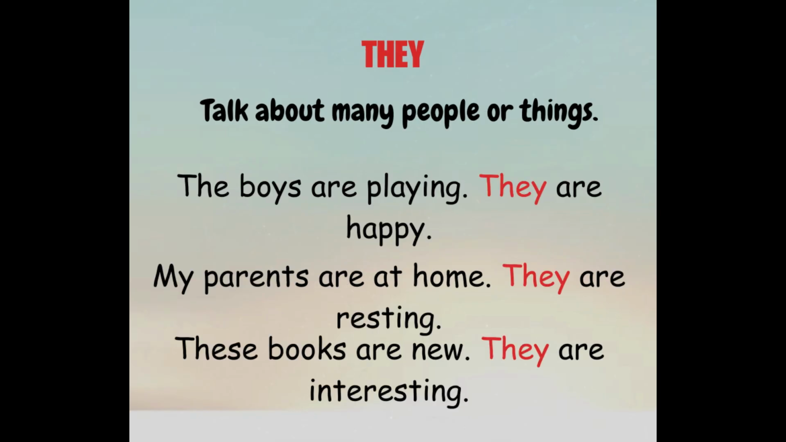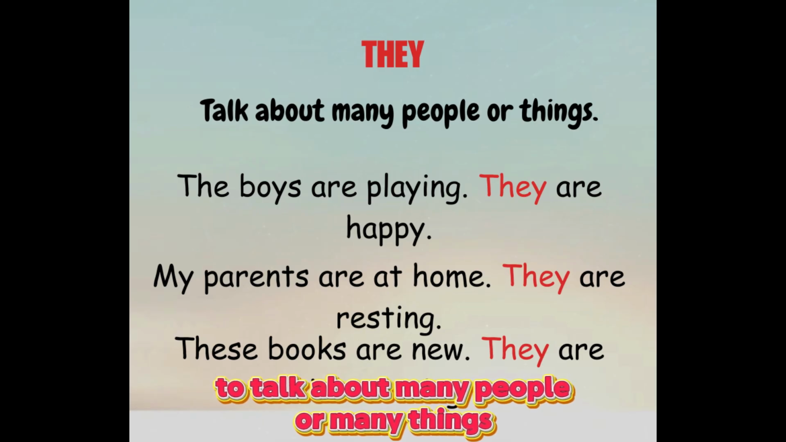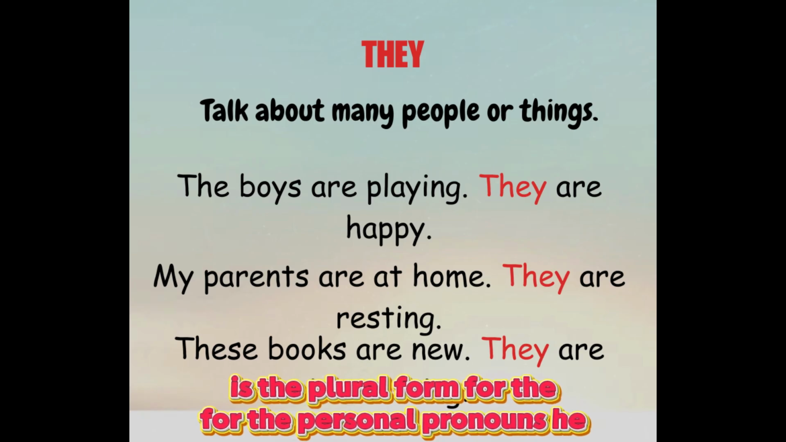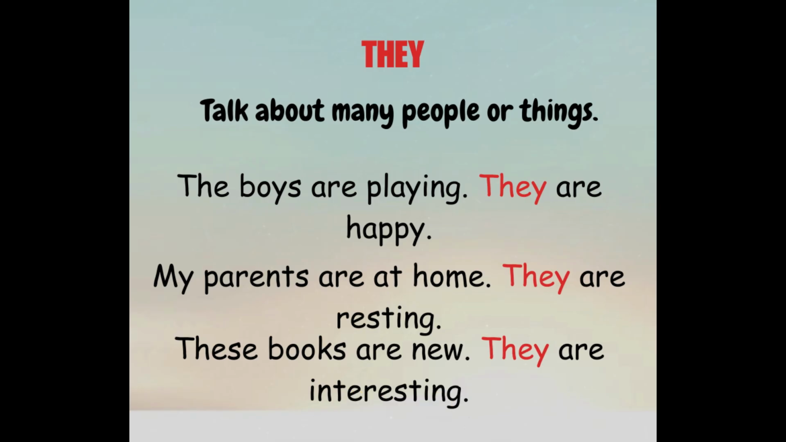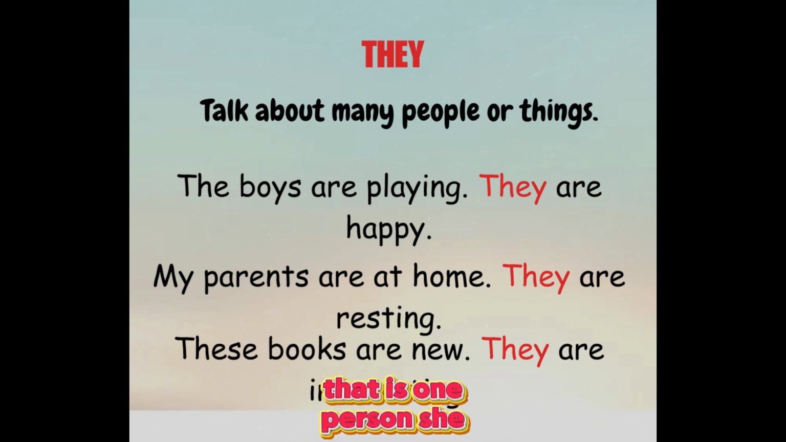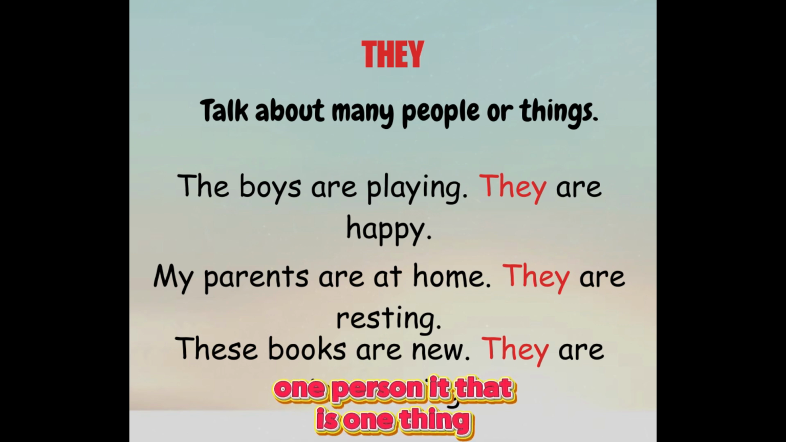We can also use they as a personal pronoun to talk about many people or many things. You realize that they is the plural form for the personal pronouns he, she, or it. So when you are talking about he, that is one person, she, one person, it, that is one thing. When they are many, you use they.